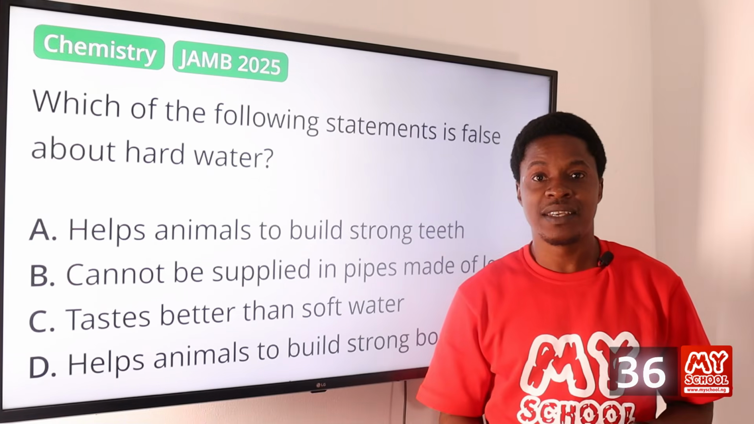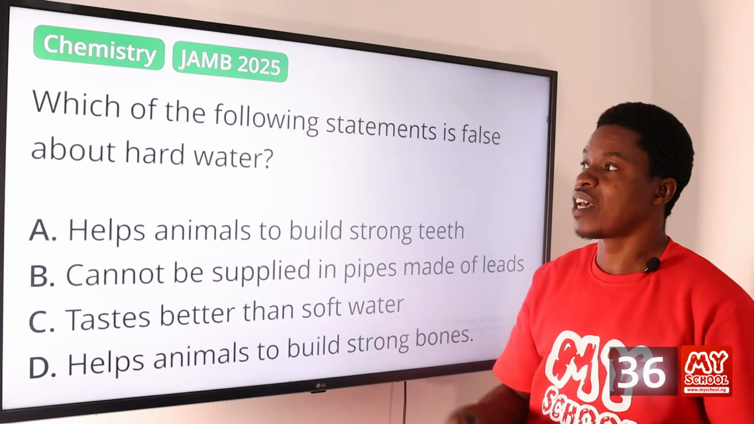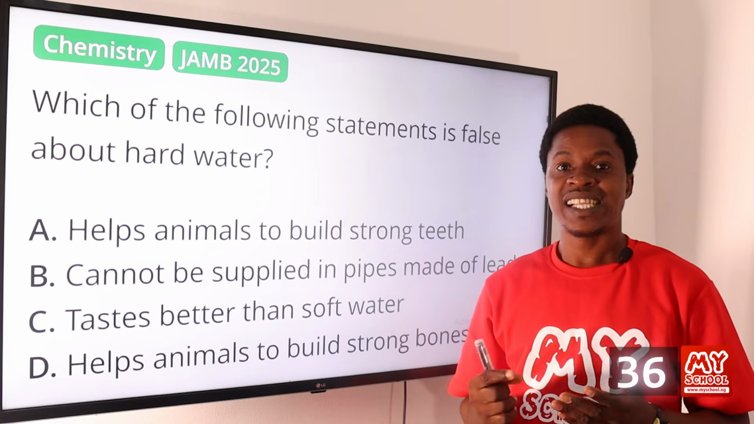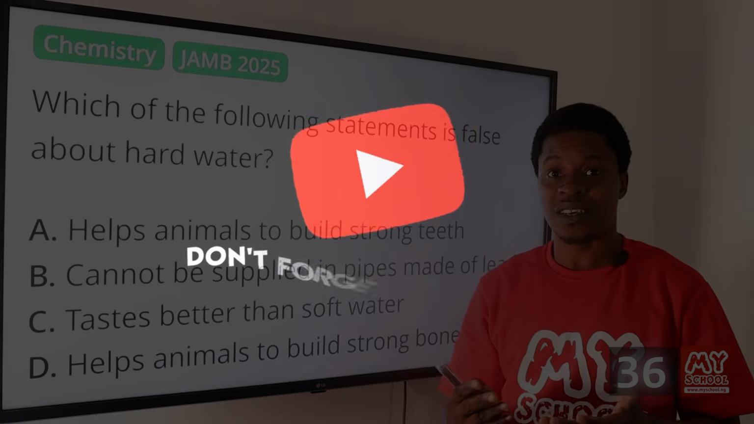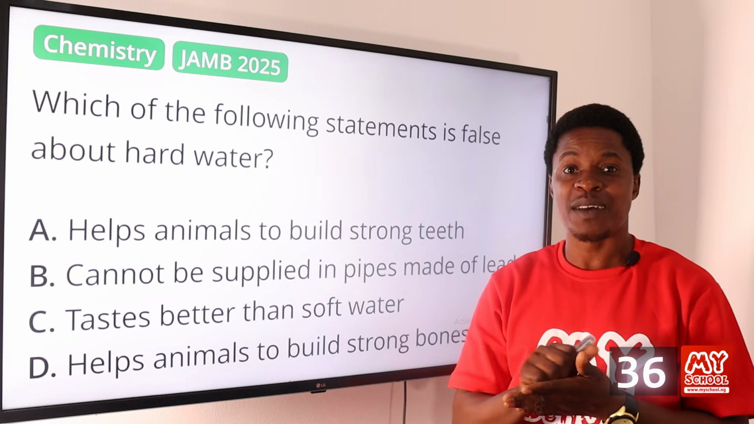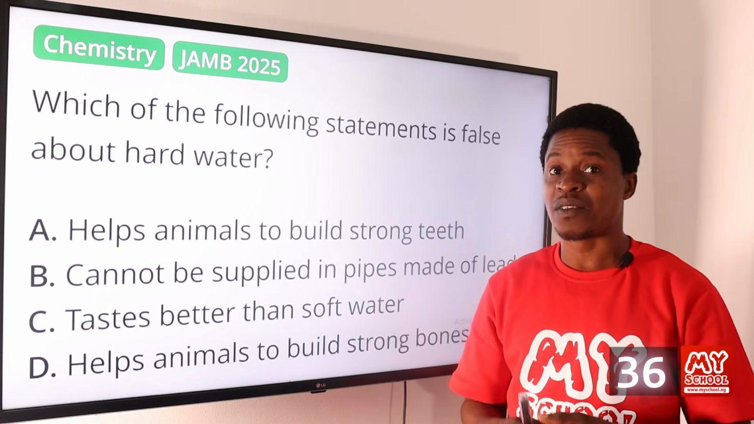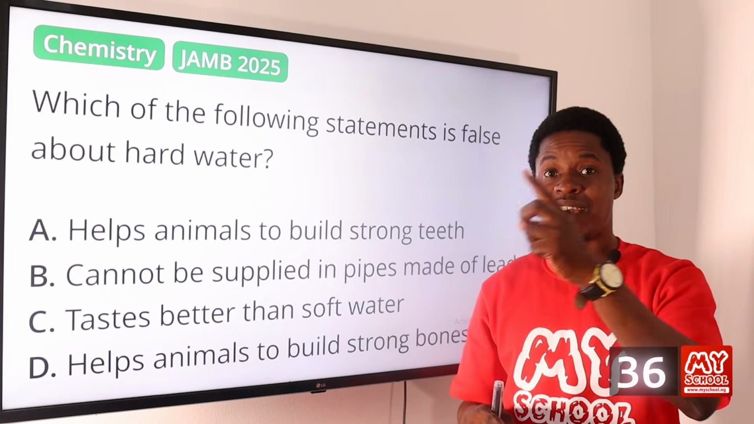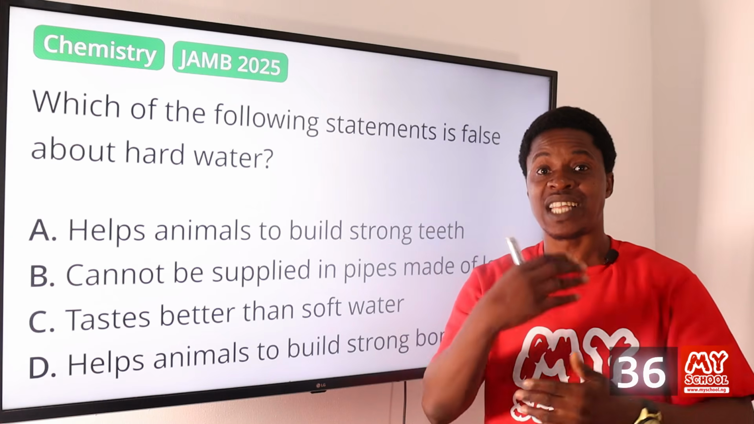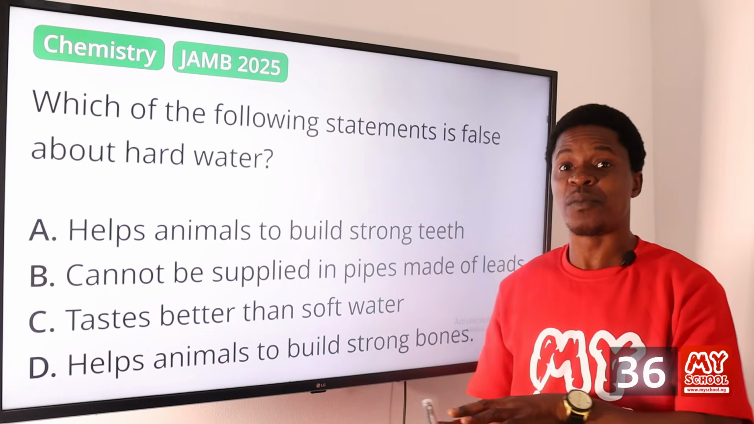Now on to question number 36. Which of the following statements is false about hard water? Don't forget, hard water is a type of water that does not readily form lather when reacted with soap. When you use it to wash, that hard water will not lather at all with soap. And then we have temporary hardness and permanent hardness. Temporary hardness can be removed by boiling, but permanent hardness is not removed by boiling.